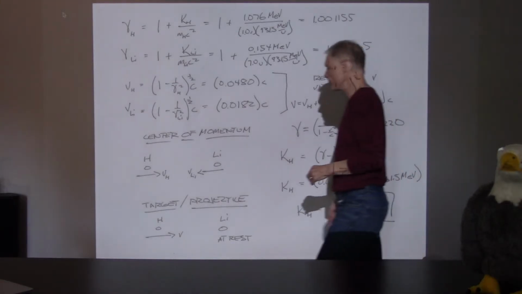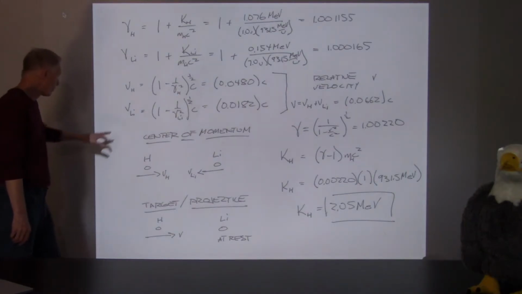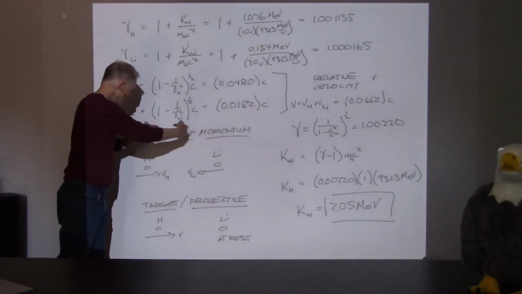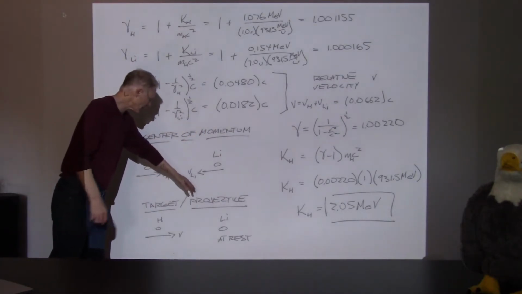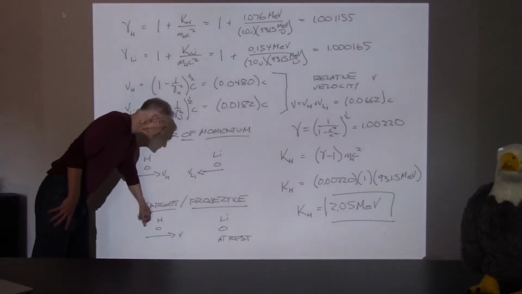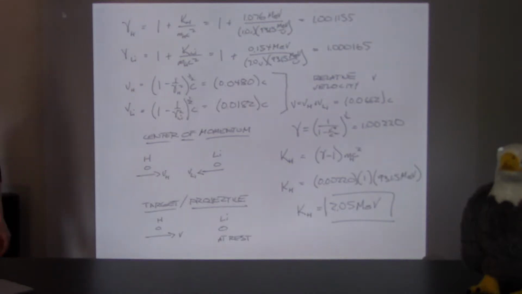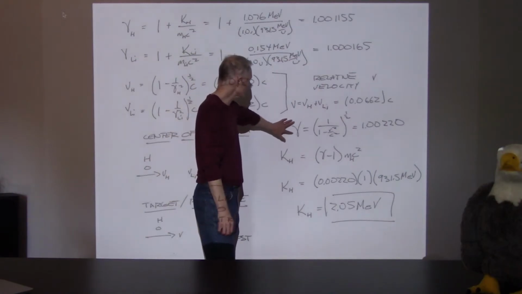And then for the center of momentum frame, what we're going to say is that the hydrogen and lithium are coming together at these velocities. In the target projectile frame, the hydrogen is coming in towards the lithium. Okay, so they are going to agree with each other as far as what the relative velocity will be for the two of them. And so what that would give us is a gamma value.